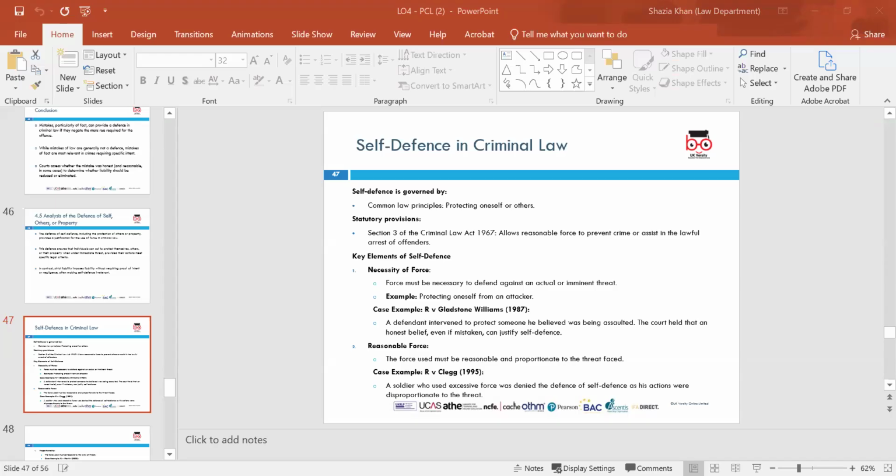So at common law, the defence of self-defence operates in three spheres. It allows a person to use reasonable force in defending himself from an attack, preventing an attack on another person, or defending his property. So the key elements of self-defence: necessity of force, reasonable force, and case examples there as well.